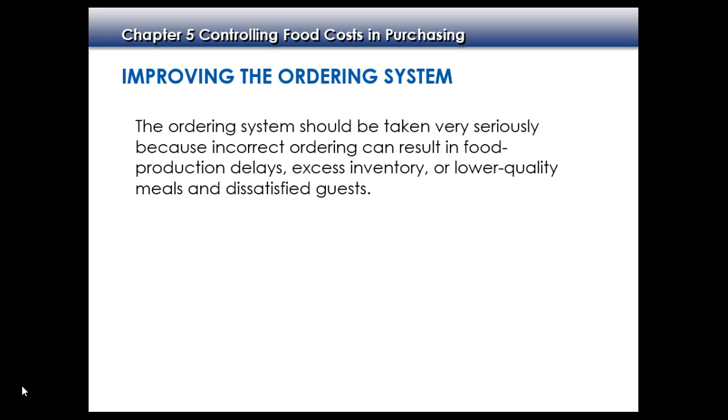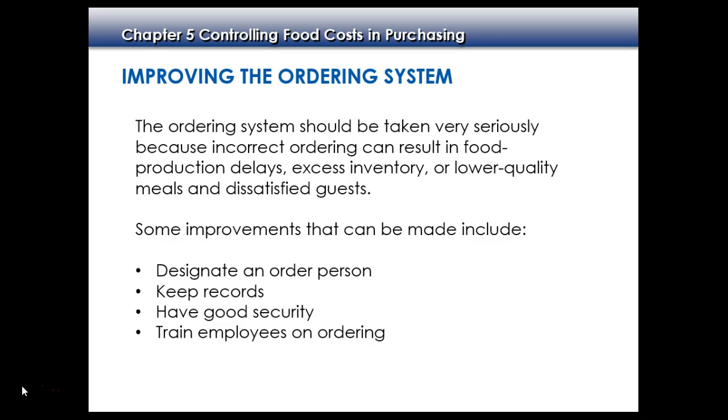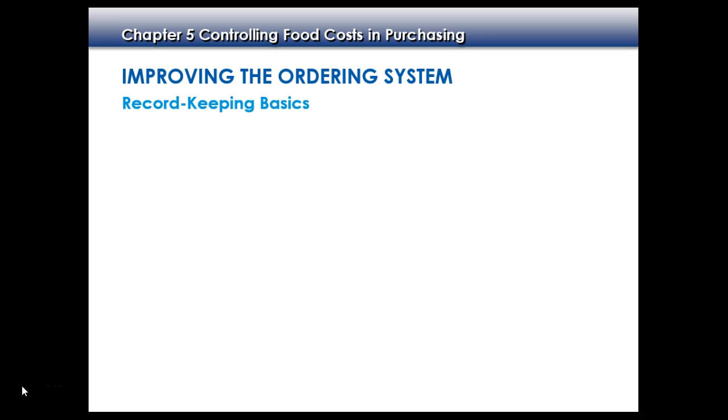So improving the ordering system. The ordering system should be taken very seriously because incorrect ordering can result in food production delays, excess of inventory, or lower quality meals and dissatisfied guests by serving an older product. So some improvements that can be made. Like I said before, designate an order person. Keep good records of everything from all your vendors. Have good security and train employees on ordering.